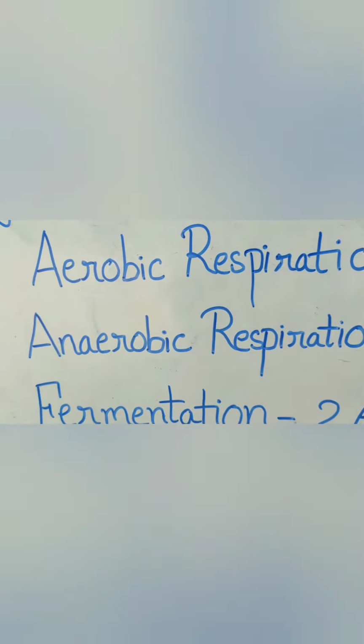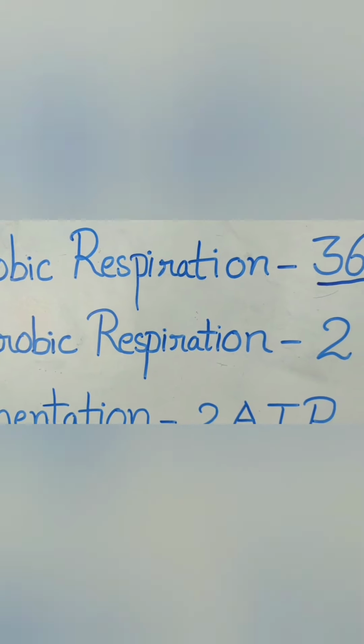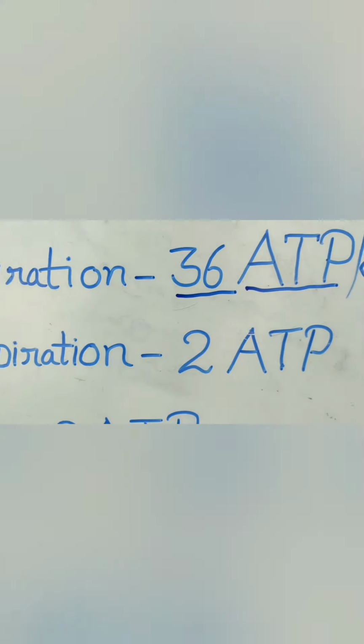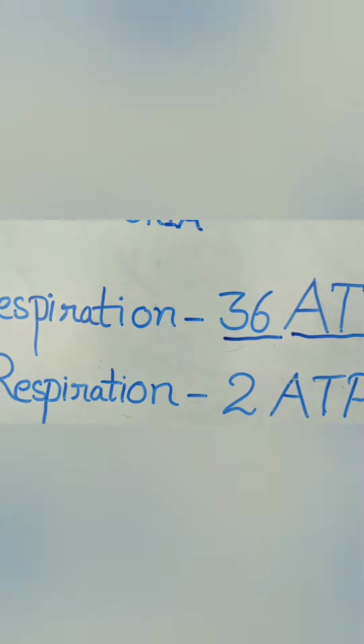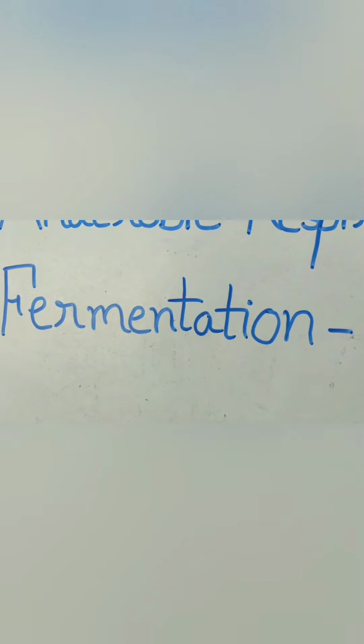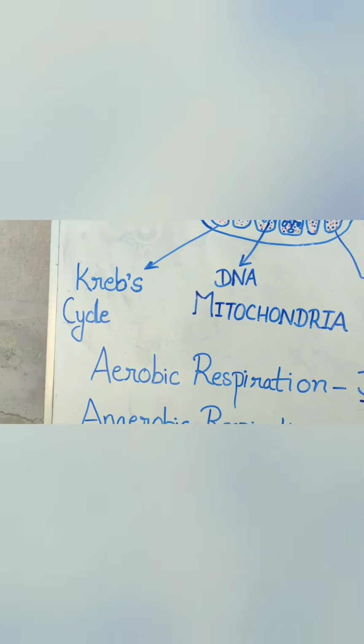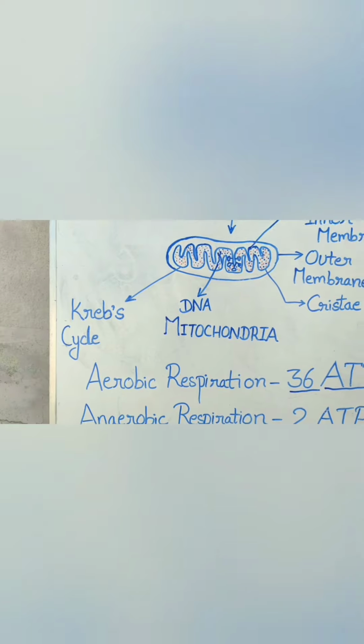Next is anaerobic respiration. Anaerobic respiration takes place in our body in the lack of oxygen as a result of too much exercise, and it results in only 2 ATP molecules. Next is fermentation. This is seen in some organisms like yeast and bacteria, which in the absence of oxygen also do the process of respiration to produce 2 ATP molecules.